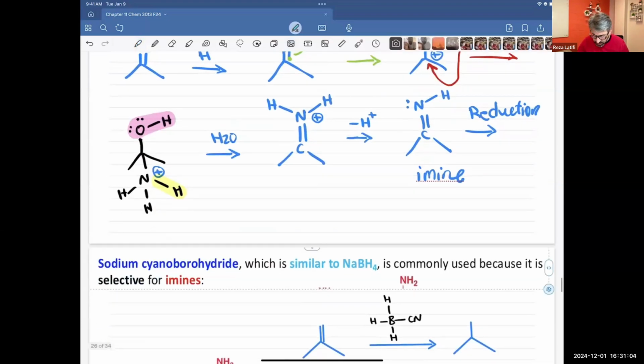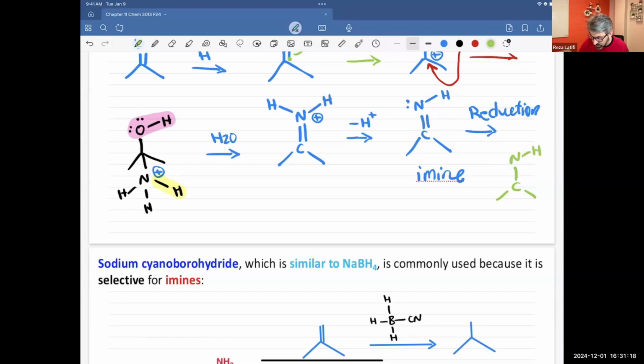So the final product, I'm going to write it here. It will be something like this. And so it's going to be carbon, and then we get NH. And of course, we have hydrogen here, and this one will be a primary amine. Okay. Now, one last step.